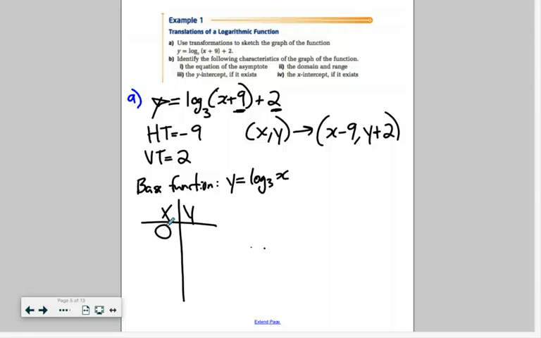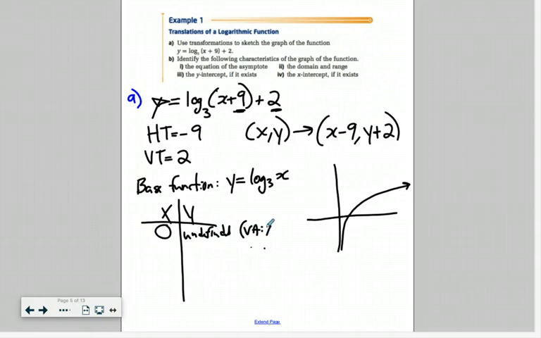In a basic logarithmic function, like we talked about before, does the function exist at x equals 0? No. So at 0, it's undefined. We have a vertical asymptote at x equals 0. What about at 1? What does our function do when x is equal to 1? What's the y value of the base function? 0. You're doing 3 to the power of what equals 1? 0.